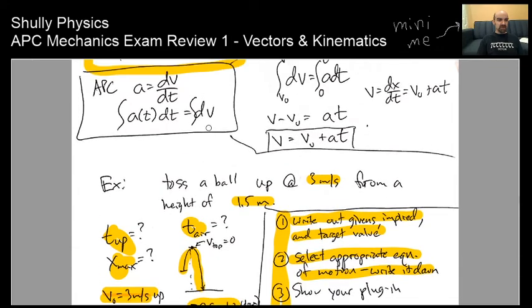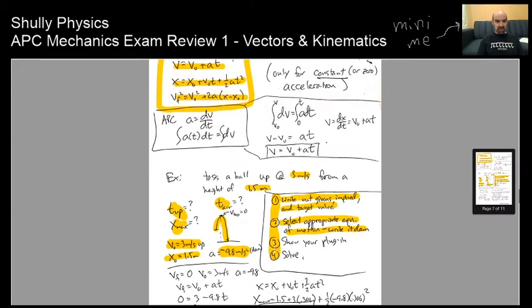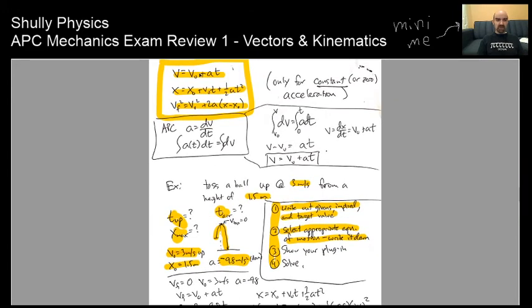So I might pick to use, let me zoom this out a little bit, make this more usable, we might pick to use VF equals V0 plus AT. It has all of them. That'll give us the time to get up, the time to move to the highest point. Next, that makes it easy to solve for the highest position.